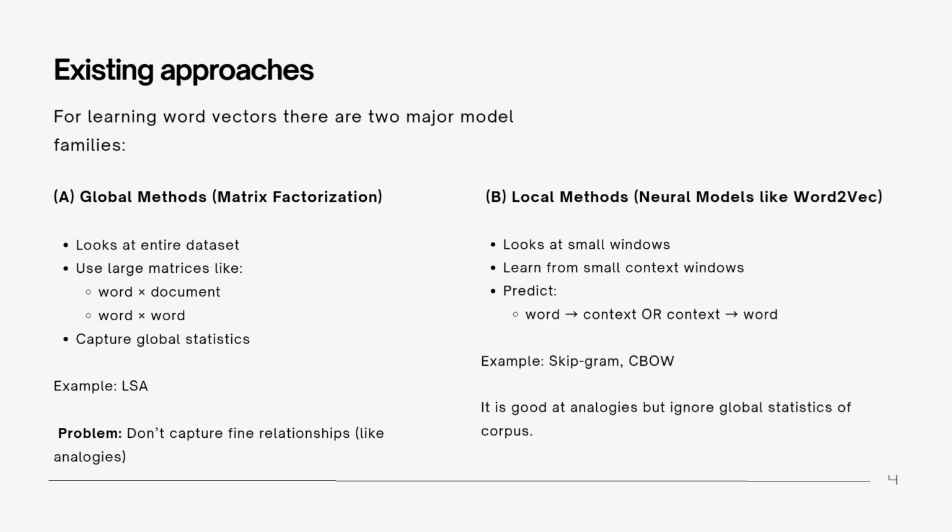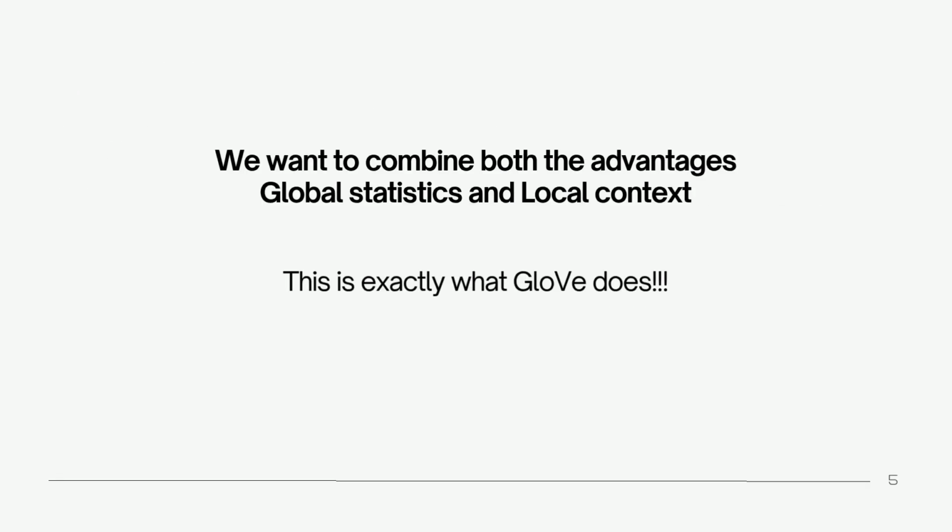And then the second approach is local methods like word2vec. These methods focus on a small context window and try to predict nearby words. They are very good at capturing relationships and analogies, but they ignore the global statistical structure. So essentially, one method captures global information but misses details, and the other captures local details but misses the bigger picture. So naturally, we ask a question: can we combine the strengths of both? Can we design a model that uses global statistics but also captures meaningful relationships like word2vec? That is exactly what GloVe does. It bridges the gap between global and local methods, giving us the best of both worlds.